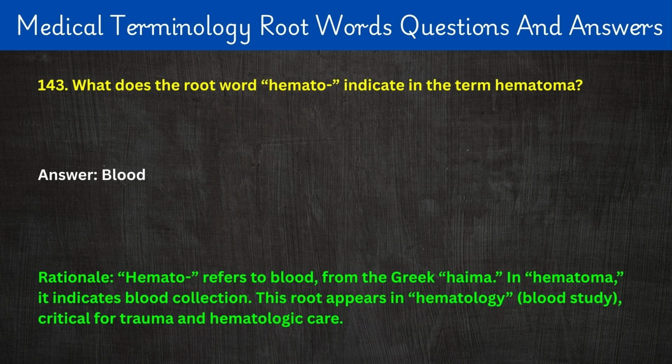143. What does the root word hemato- indicate in the term hematoma? Answer: blood. Rationale: Hemato- refers to blood, from the Greek haima. In hematoma, it indicates blood collection. This root appears in hematology, blood study, critical for trauma and hematologic care.